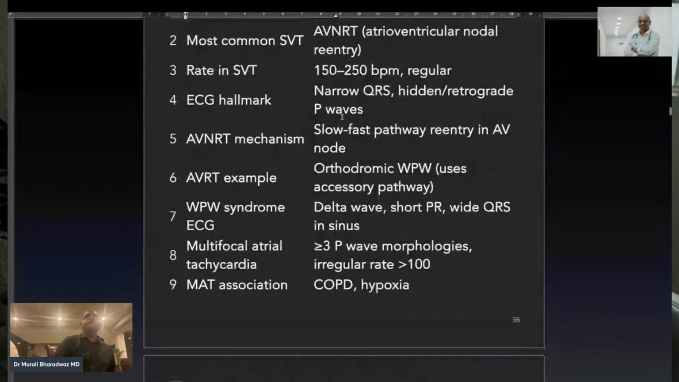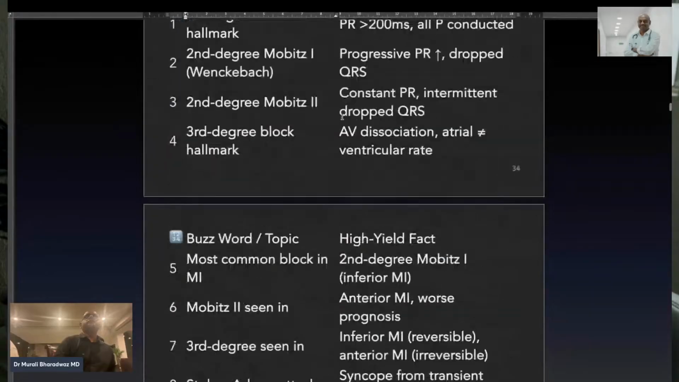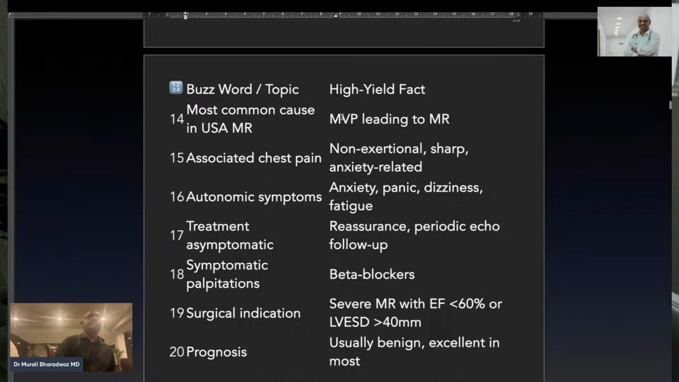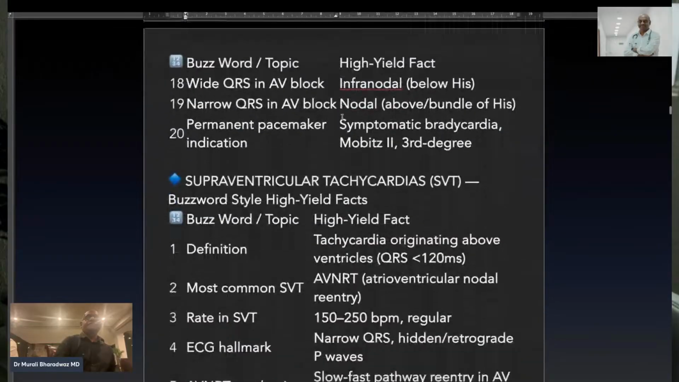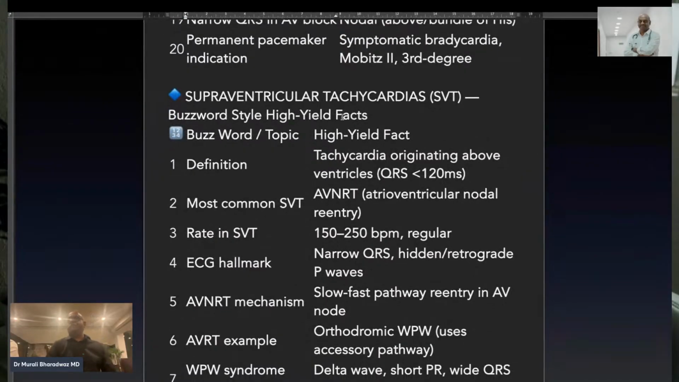Where are we? QRS is done. MVP is done. Heart block is done. Then let us talk about SVT.